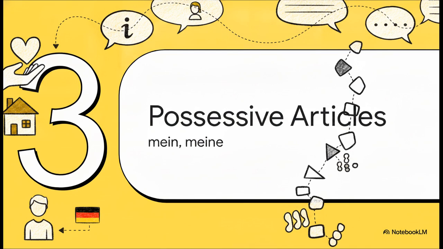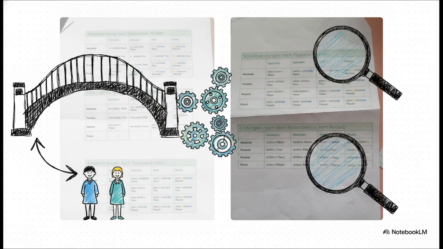Adjectives after possessive articles, like mine or meine. You're absolutely going to love this part. As we bridge the gap between these two systems, notice how they line up perfectly. A phrase like mein schöner Mann behaves exactly like ein schöner Mann. The underlying architecture is completely identical. This is usually a massive eureka moment for learners. You don't have to memorize a whole new set of rules.